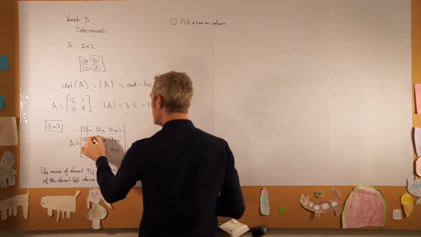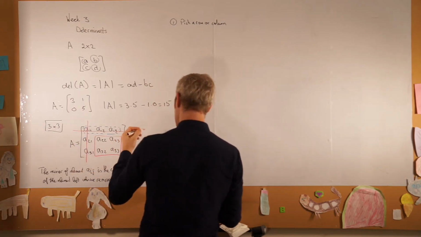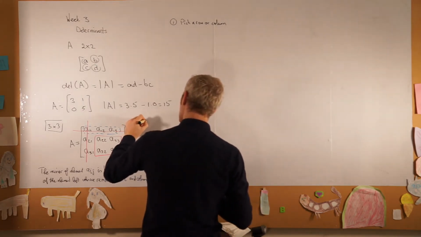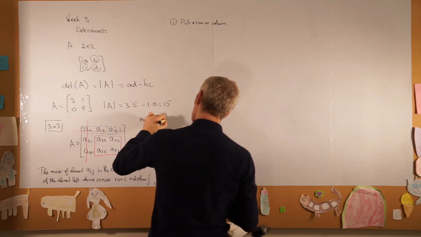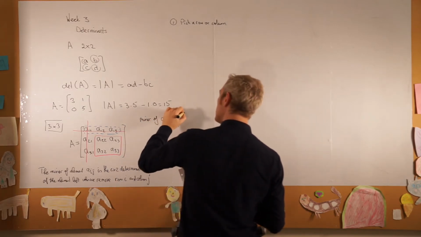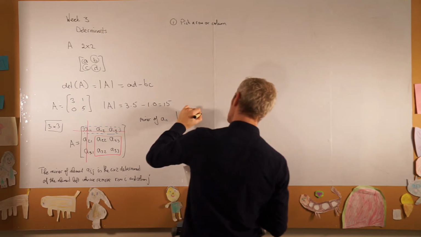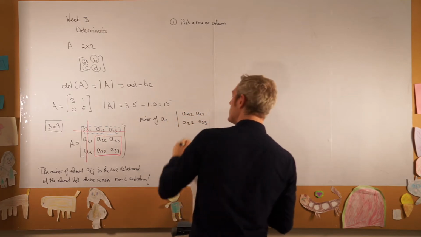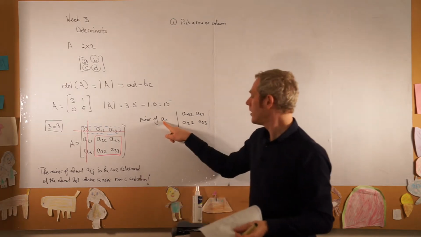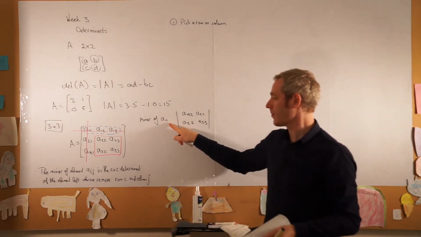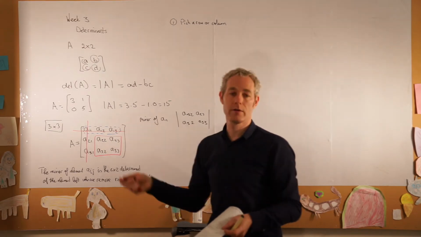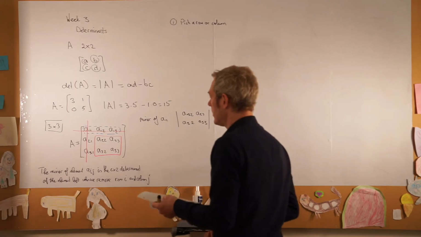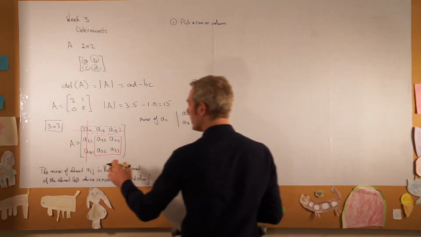We are left with these 4 elements. So the minor of A11 is the determinant of A22, A23, A32, and A33. So we remove this row and that column. And this we will have to do for all elements in a row or column. So this is the minor of A11.